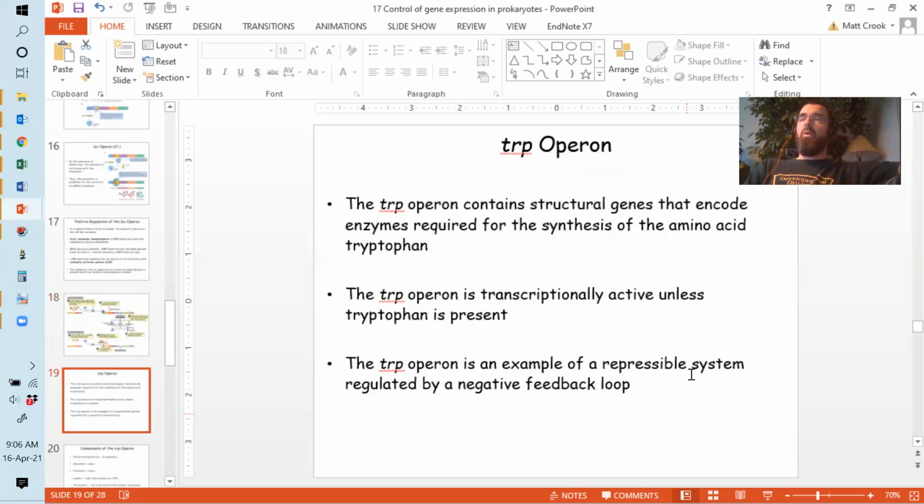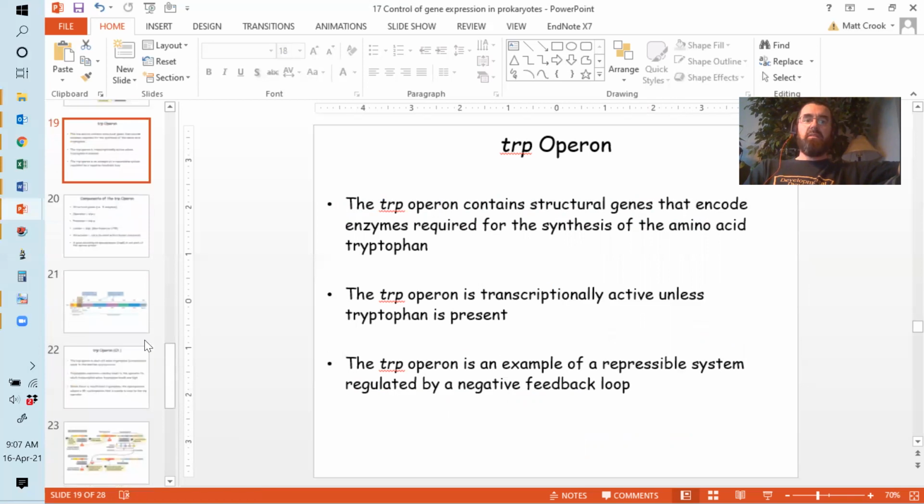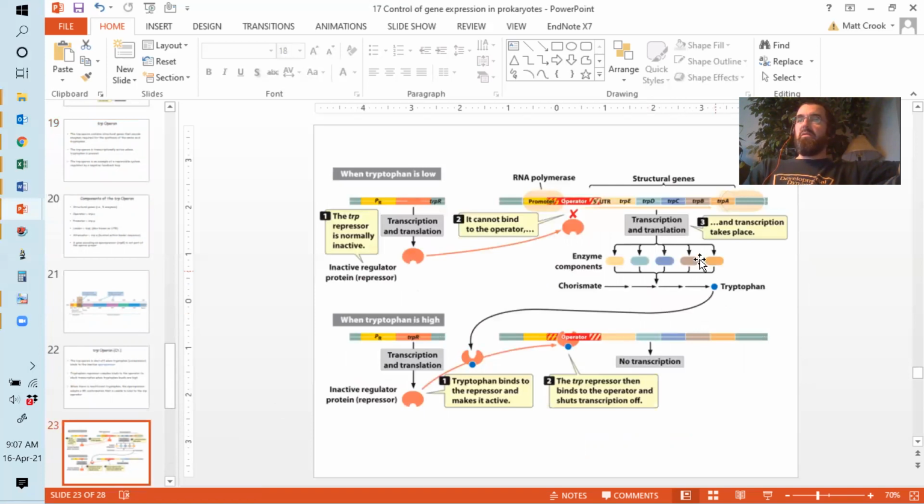So it's all about the production of tryptophan, right? And so tryptophan is an amino acid. It's produced from, at the beginning of that, a compound called chorismate, whatever that is. So this is a substrate. The trp operon encodes all the genes trpE, D, C, B, and A that are necessary to produce the enzymes that turn chorismate into tryptophan.